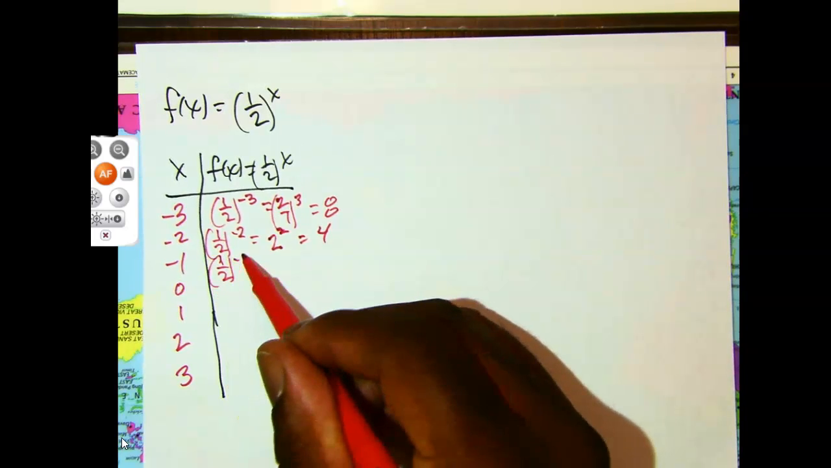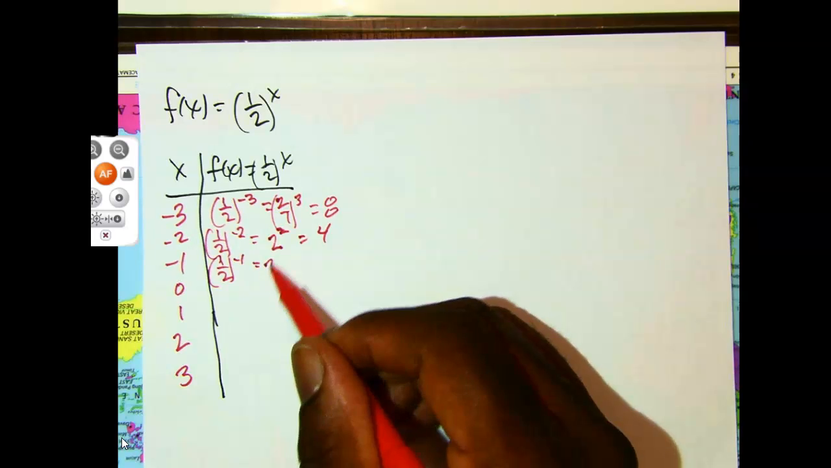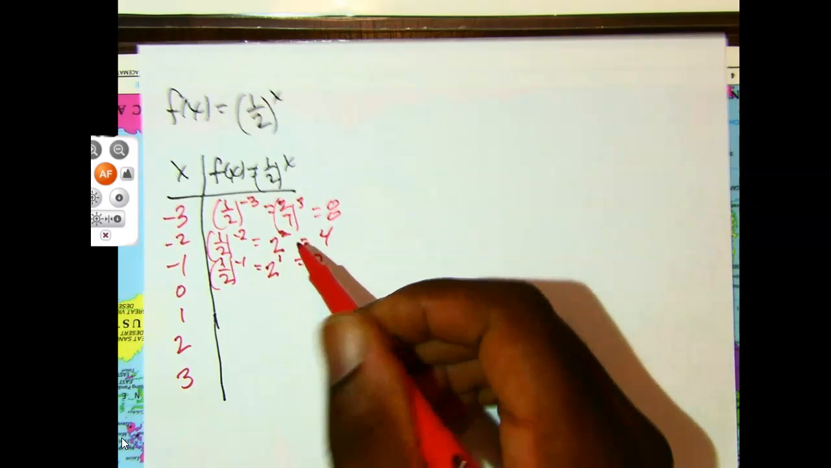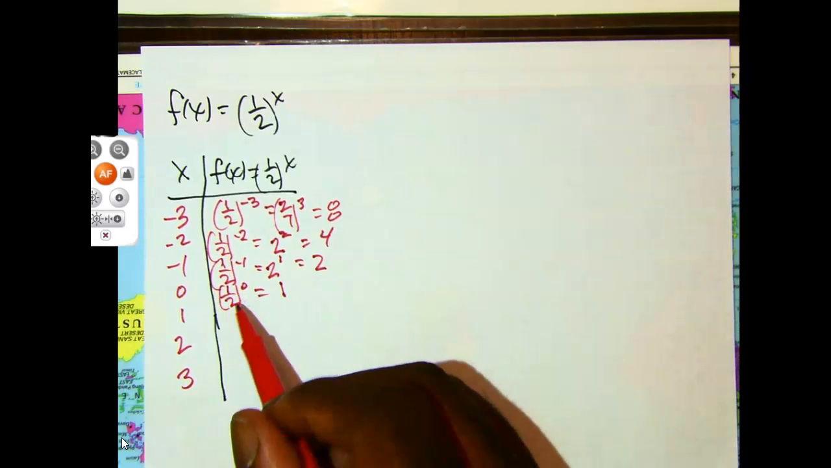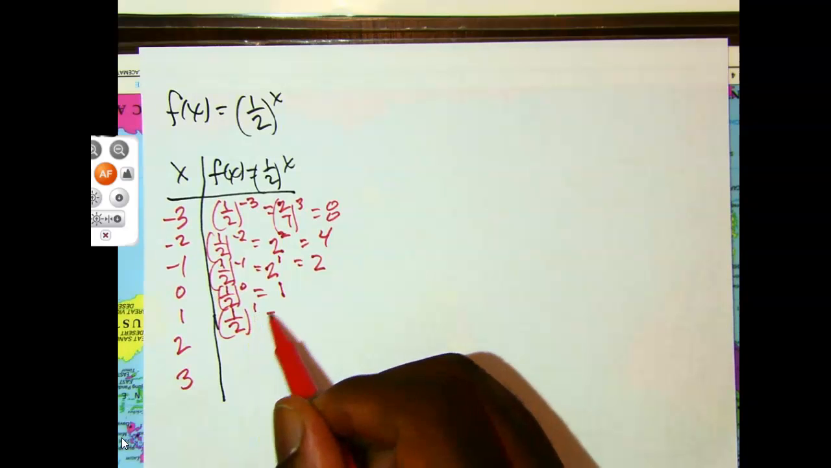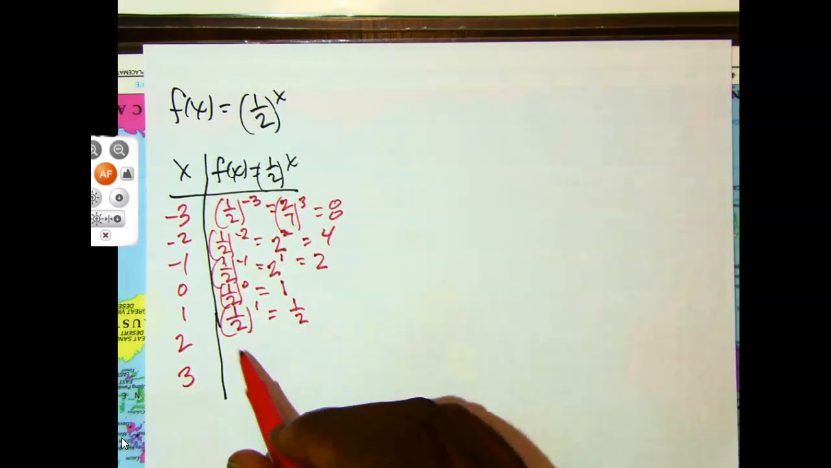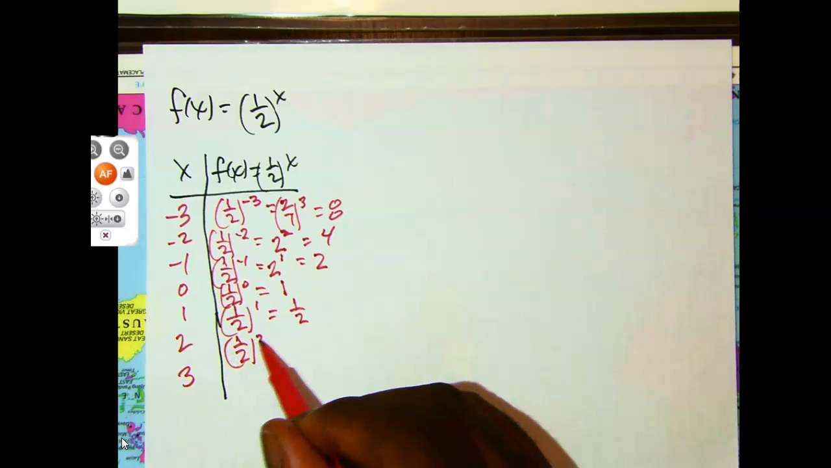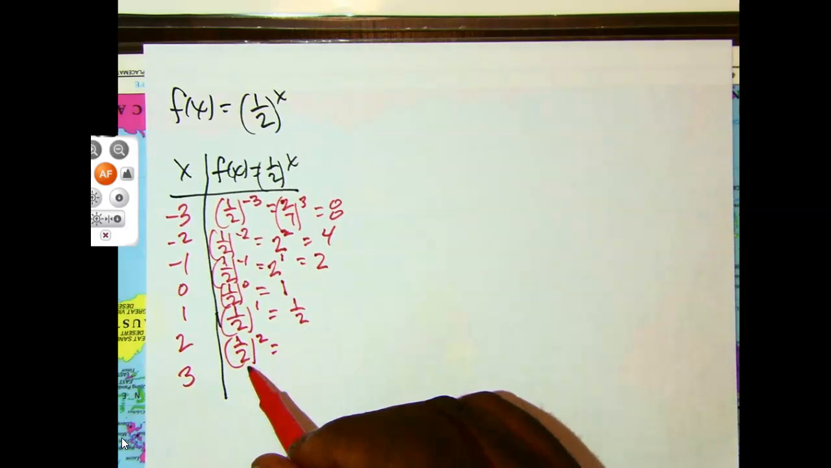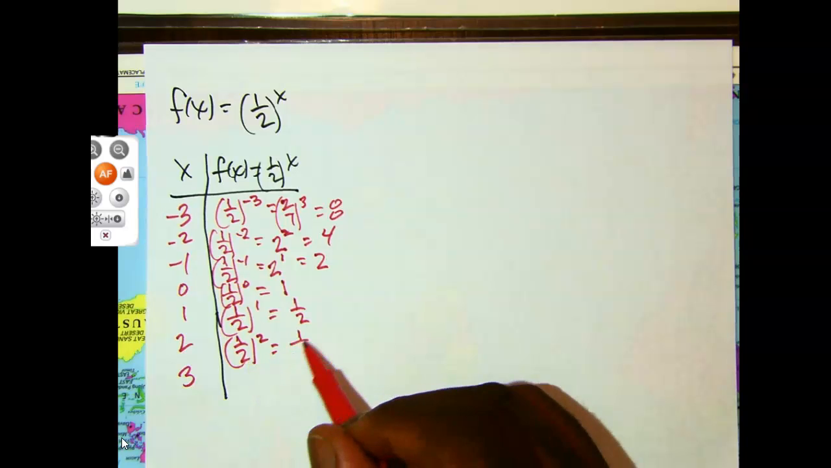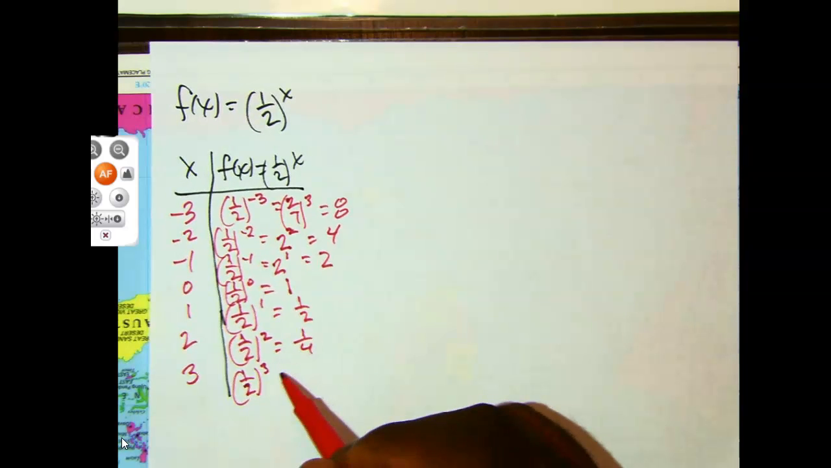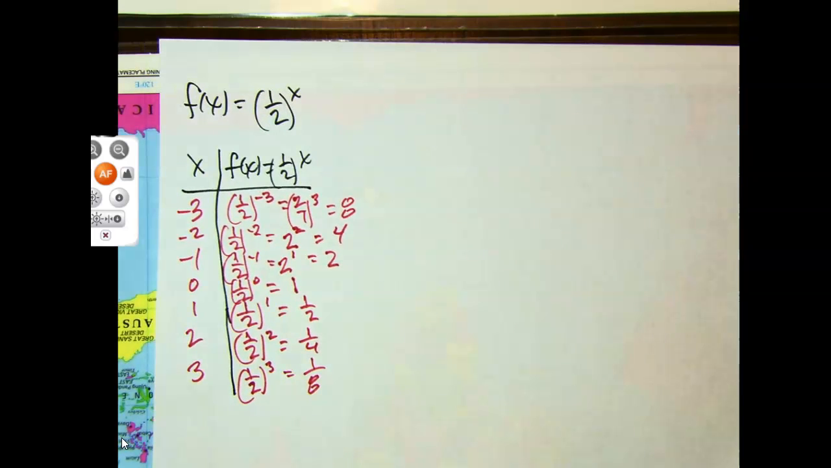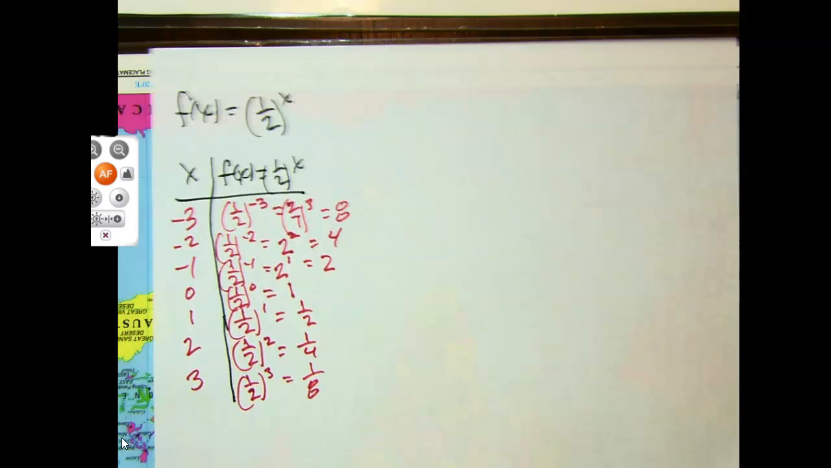1/2 to the -1st power is the same thing as 2/1 to the positive 1st power, so that's 2. 1/2 to the 0 power is just 1. 1/2 to the 1st power is 1/2. 1/2 to the 2nd power is 1/2 times 1/2, or 1/4. And 1/2 to the 3rd power is 1/8. So graphing here, let's take a look at our graph here.